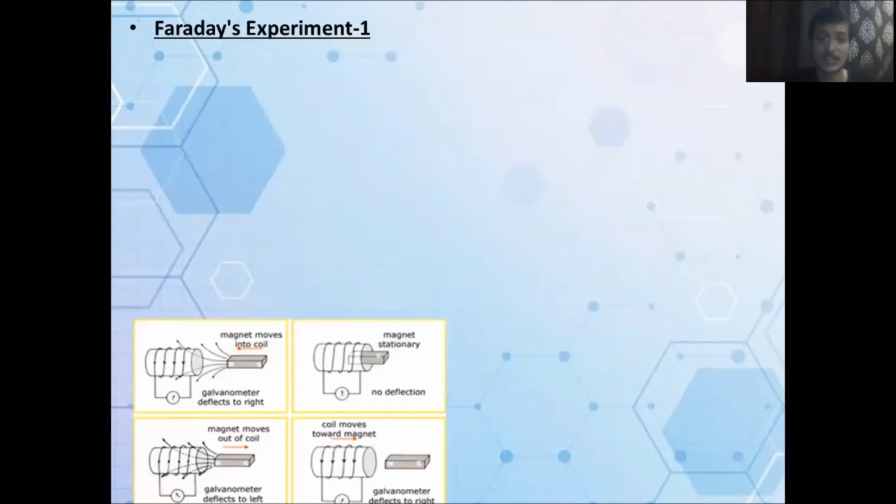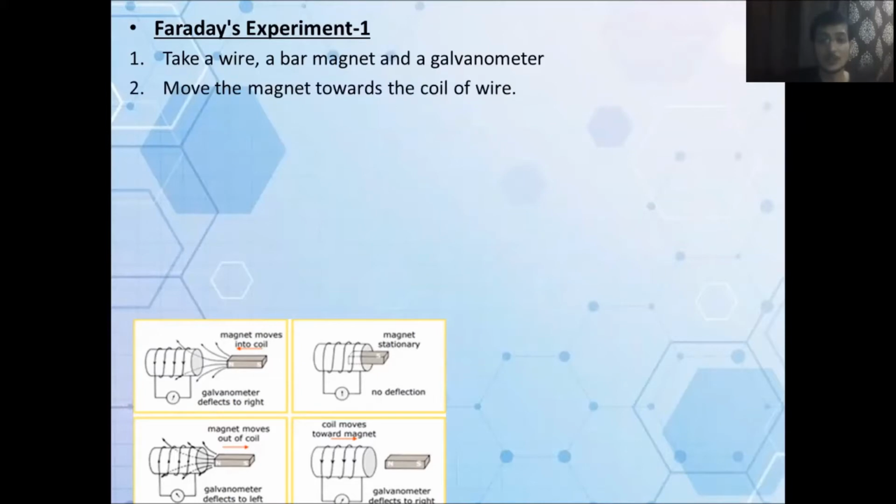Now, let's take one experiment which was done by Faraday. What we are doing is taking a wire, a bar magnet, and a galvanometer. We need a bar magnet to produce a magnetic field, and a wire, or a conductor, to set up the entire experimental setup. Now what we have to do is move the magnet towards the coil. This wire acts as a conductor, the magnet is to set up the magnetic field, and the galvanometer is to check the direction of current and to measure the current.